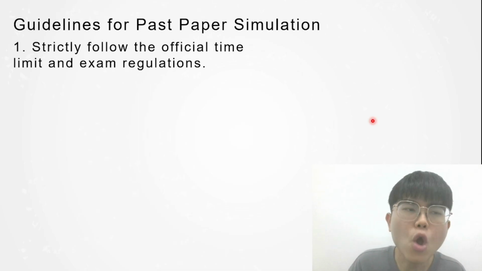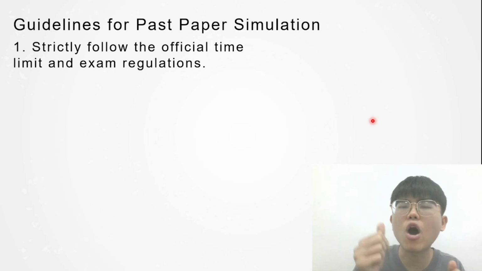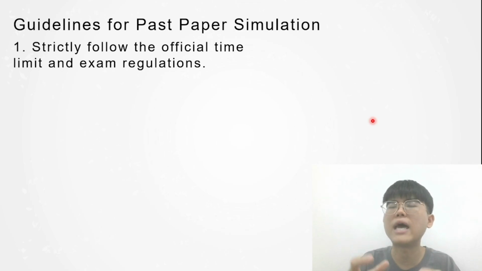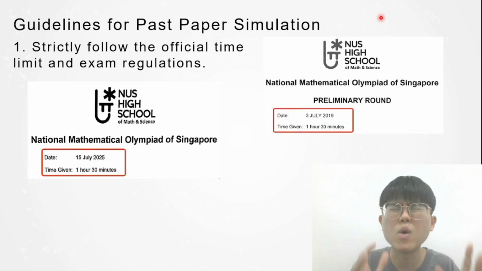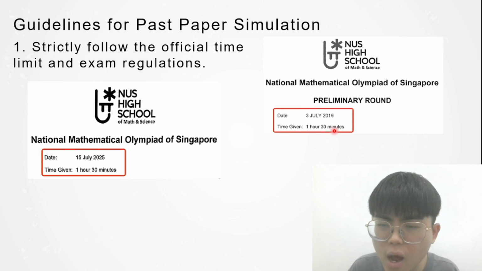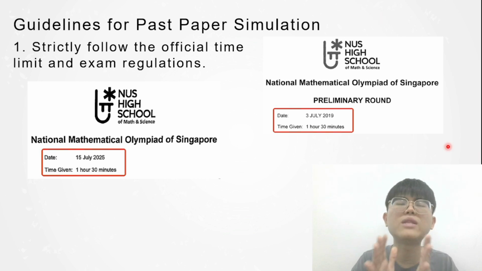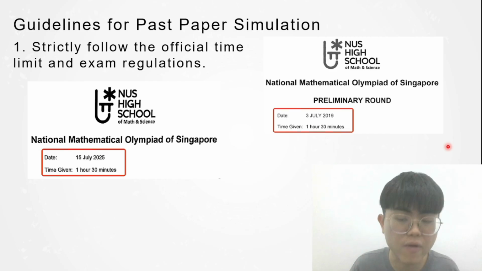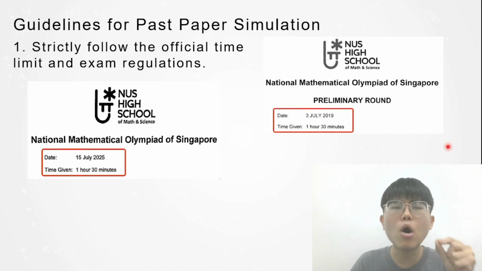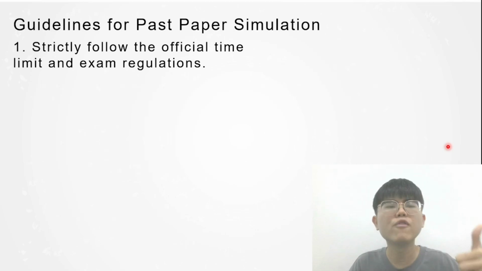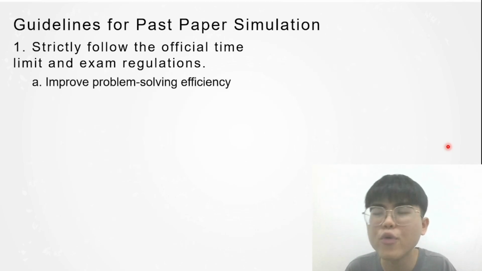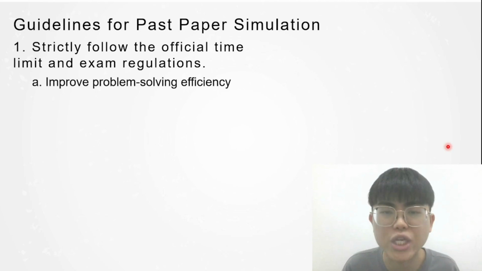So first thing first, we have to follow the official time limit and also the exam regulations. For your information, the NMOS competition only has 1 hour 30 minutes. NMOS has 35 questions and you only have 1 hour 30 minutes. So you definitely have to familiarize yourself with it. We say that the important thing about following the time limit and the exam regulations, first, is that it can help us improve problem solving efficiency.